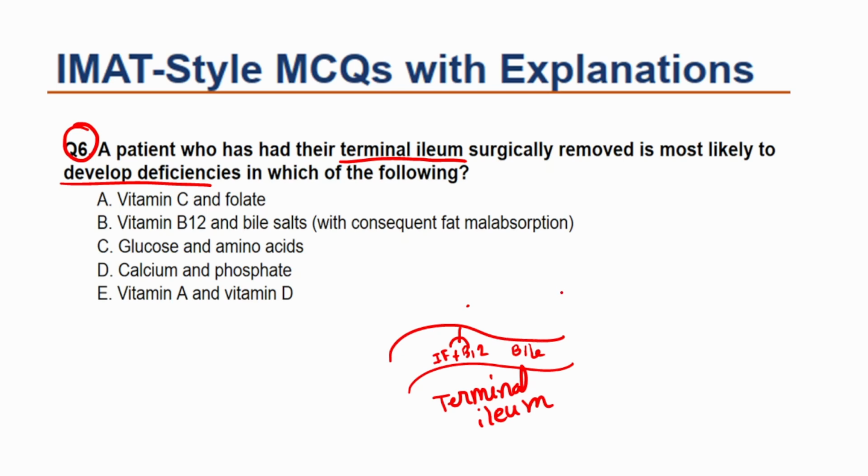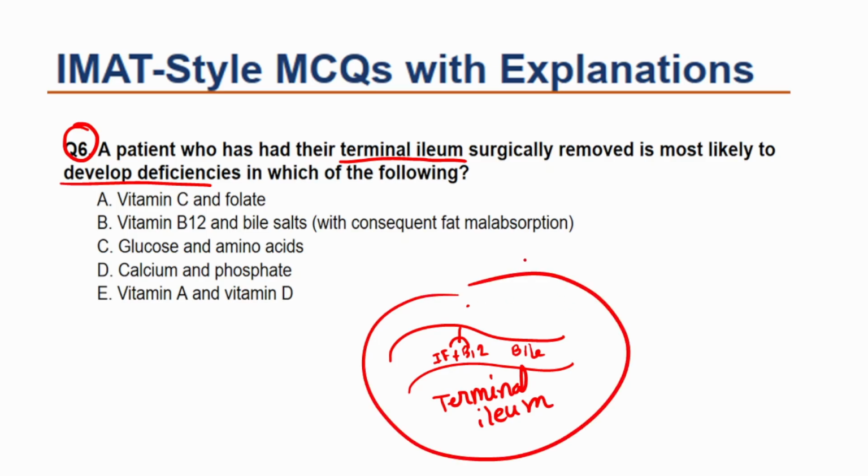If the segment is surgically removed, the body completely loses the ability to absorb B12 and can no longer recycle its bile salt pool, causing severe bile acid depletion that rapidly compromises fat emulsification in the duodenum, leading directly to fat malabsorption. Therefore, the correct answer is B, vitamin B12 and the bile salts, with consequent fat malabsorption.